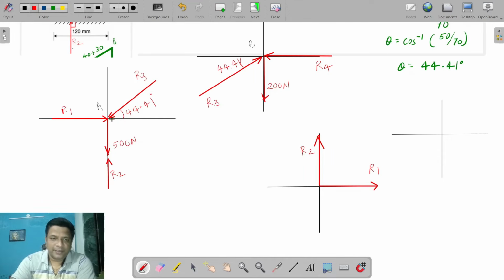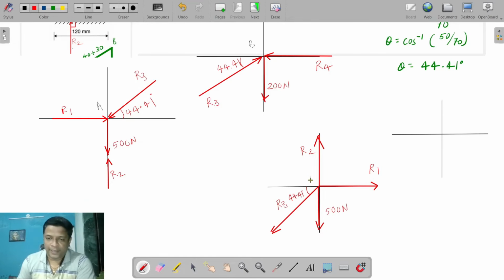With R3, see the direction, we can move it to the third quadrant. So R3 goes here. We'll give the name R3. Angle of R3 will remain the same, 44.41 with the x-axis. Okay, and the remaining is the weight force. So show the weight force here. It is a vertical force. Sorry for my drawing. This is 500 Newton.